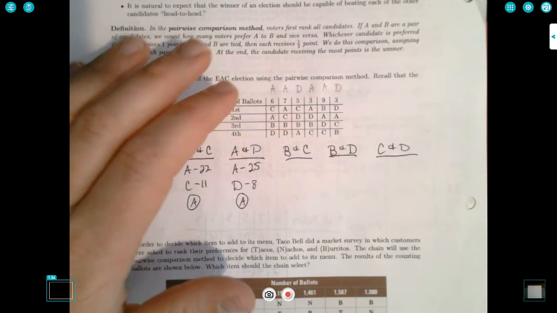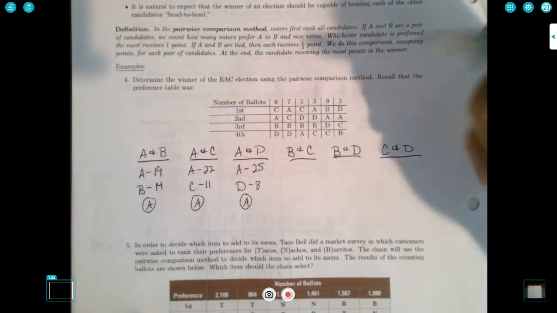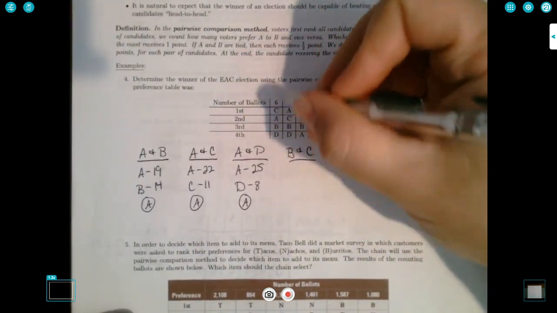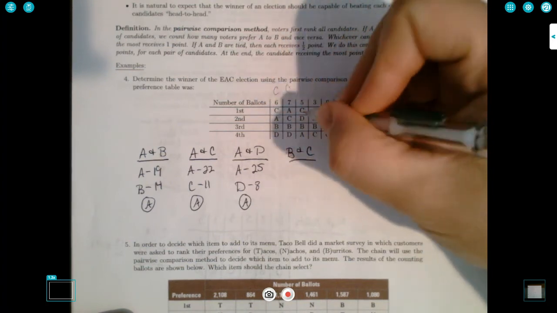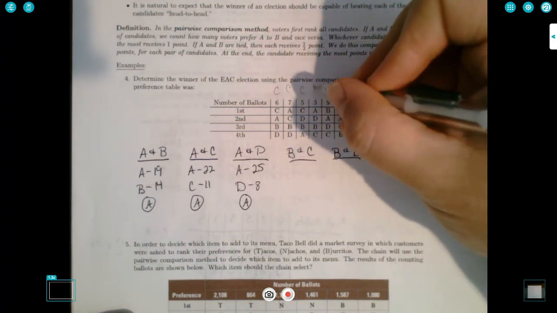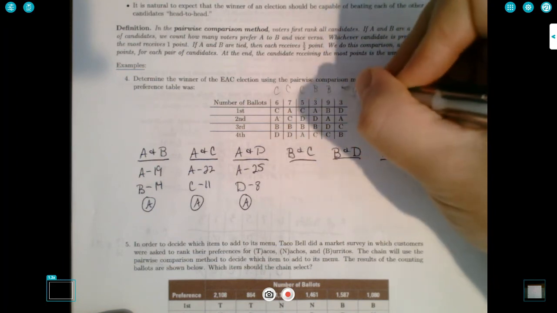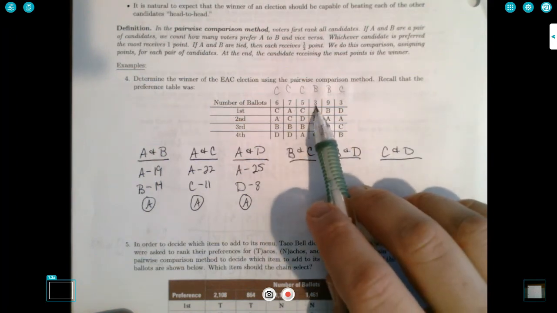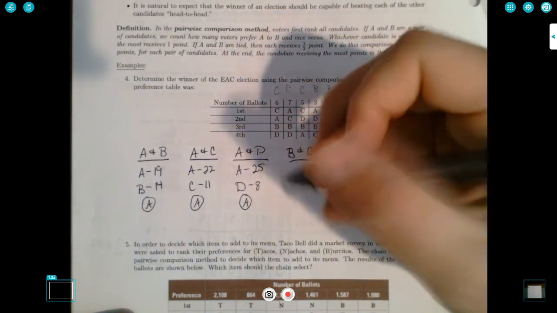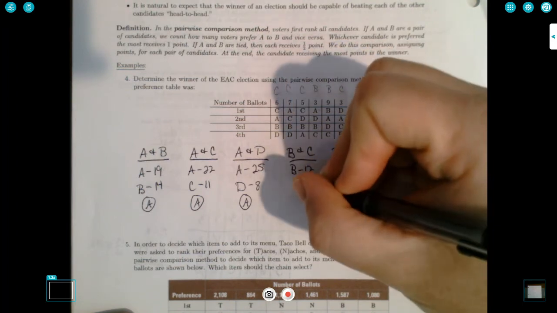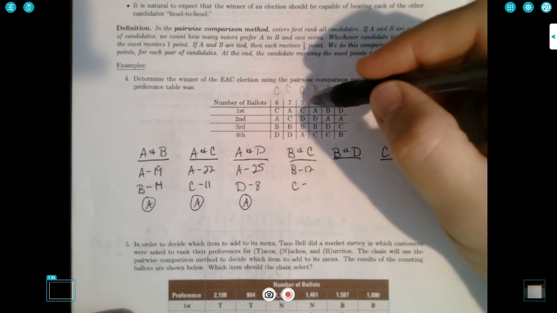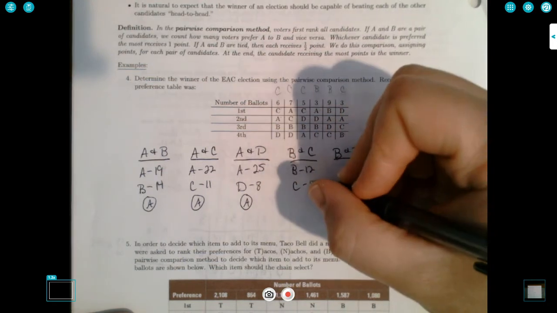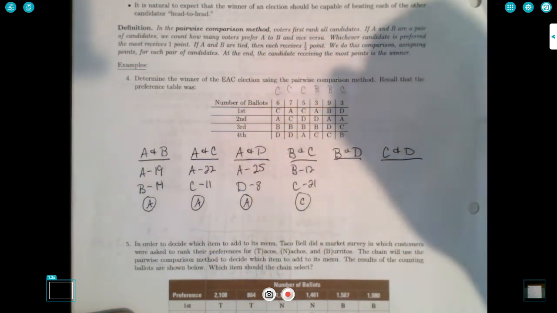But I'm gonna finish this out though, just so that you can see how the process works, and then I'll give you another example of this one. So if we compare B and C, C gets this one, C gets this one, C gets this one, B gets this one, B gets this one, and C gets this one. So it looks like B gets 12 votes, and C gets 13, 18, 21. So C is the winner in that head-to-head pairing.